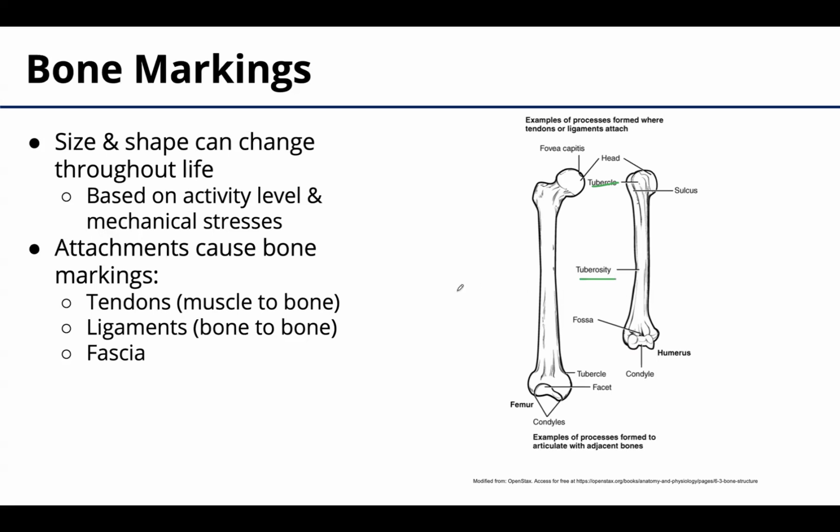So the part of the muscle that actually attaches to the bone is called a tendon, which is not actually made up of muscle cells, but it's the connective tissue that's very intimately related to the muscle. But tendons aren't the only things that create bony markings. Ligaments, so ligamentous attachments, which is the connective tissue that connects bone to bone, as well as fascia, can create bony markings as well.